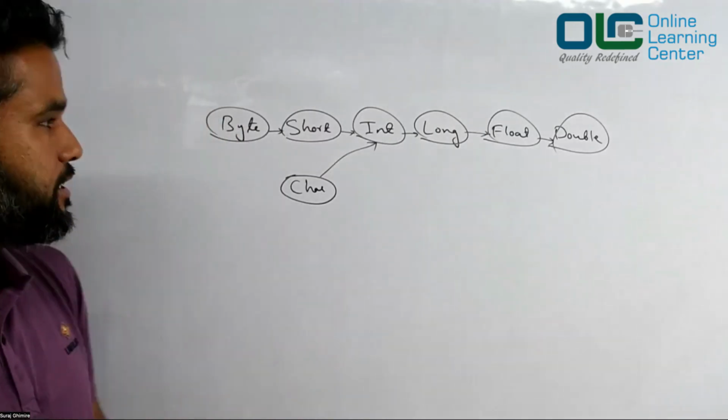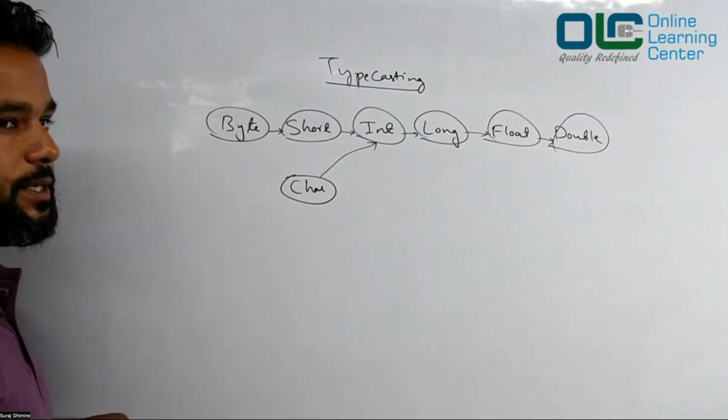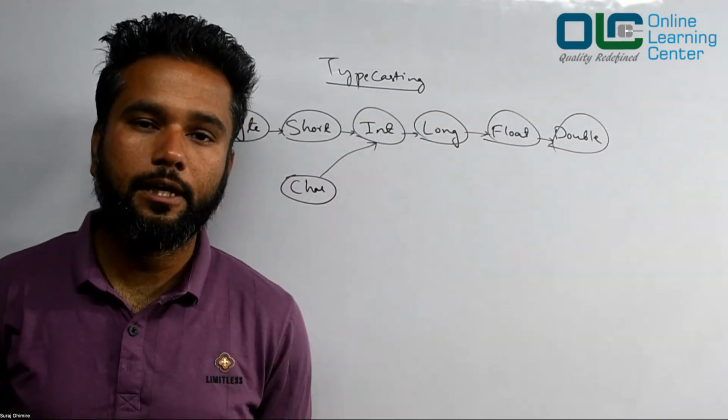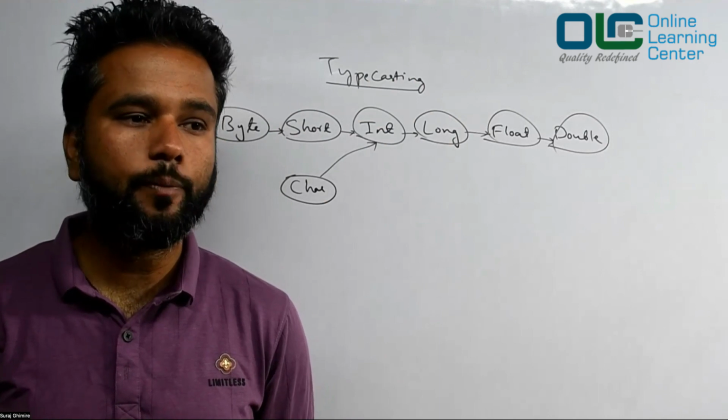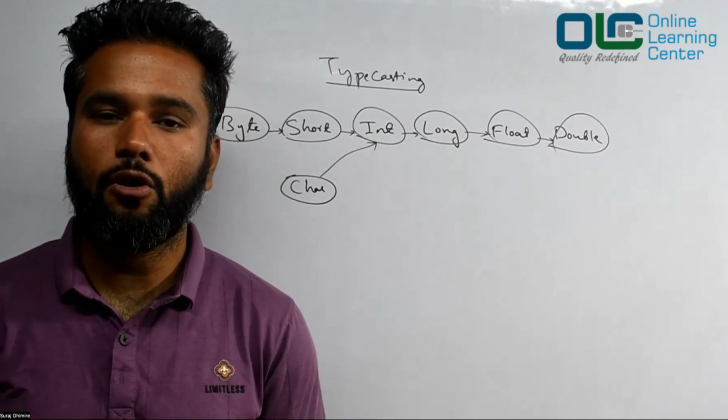Okay, so look into this diagram, right? So we're talking about typecasting. So what is typecasting? Typecasting is basically converting a data type to another data type. It could be integer to short, byte to short, integer to long, and so on.